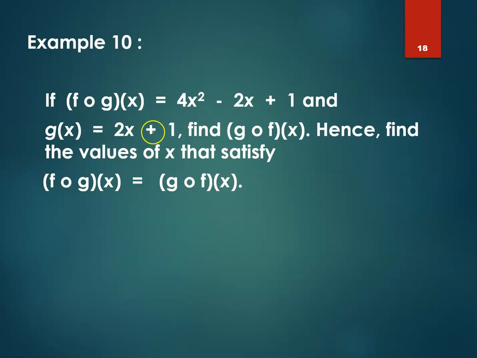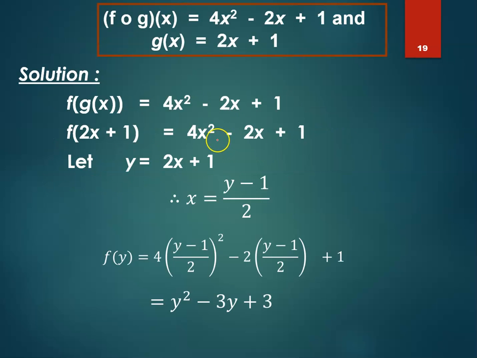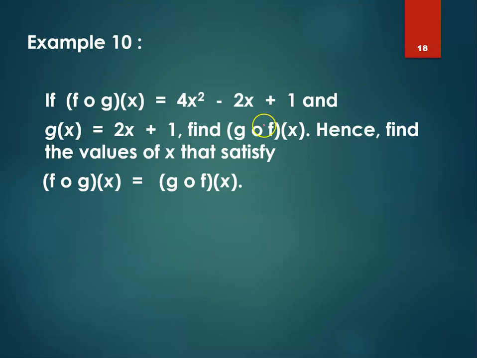And the last example, example 10. If composite function of f and g equal to 4x squared minus 2x plus 1 and gx equal to this, now you need to find composite function of g and f, g dot f. So dia terbalik pula. Hence, find the values of x that satisfy f dot gx equal to this. Okay, so let's see the first one. You need to find this one.